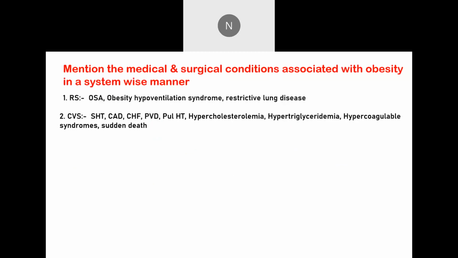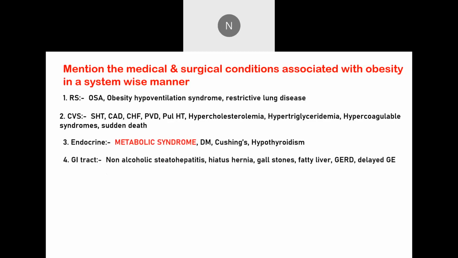Surgical conditions, system-wise: it can affect the respiratory system by, say, obesity hypoventilation syndrome. That is what is called the Pickwickian syndrome. And usually they have restrictive lung disease. In CVS, they have systemic hypertension, coronary artery disease, congestive heart failure, all these things are there.